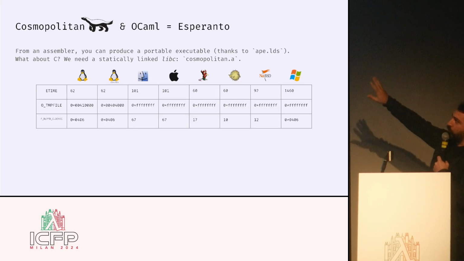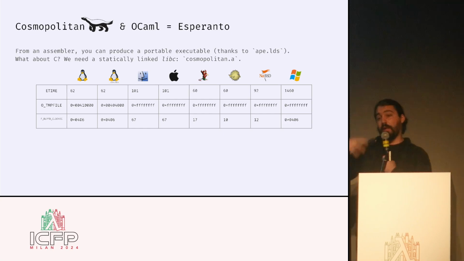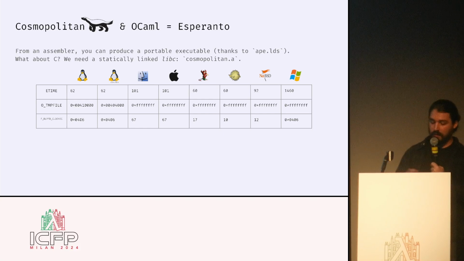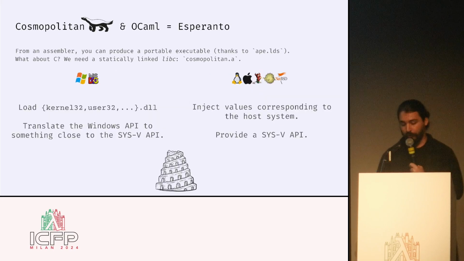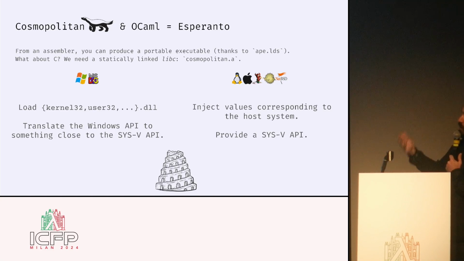For instance, you have a few values, and each value corresponds to a system. What we do is, at the boot of the program, we inject the value depending on the system. If it's a BSD, we inject the value for BSD and so on. And on top of that, we can start to make a libc. So we start to reach the sky and make an actually portable executable with C.